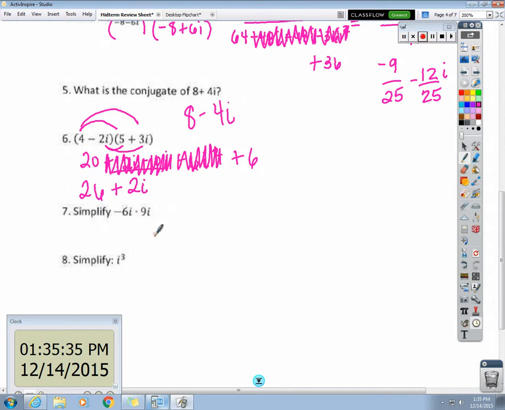Okay, multiply. Isn't that just multiplication? What's negative 6i times 9i? And i squared equals negative 1. And so a negative 1 times a negative 54 makes that a positive 54.